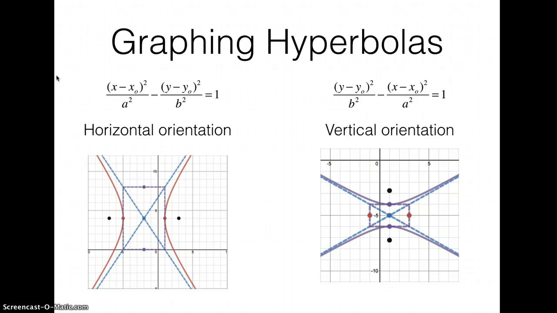Or we can have a vertical orientation, and that's when the parabolas open up and down, and that'll happen when we have y squared comes first and the x squared term is negative.